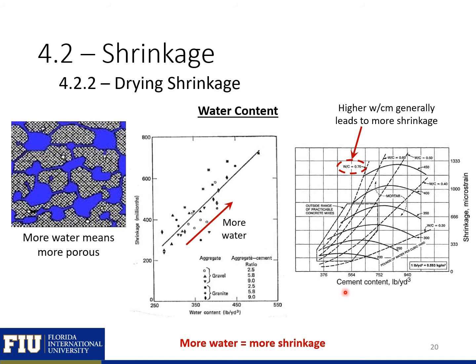Looking again here, we can look at the cement content plotted versus shrinkage strain for several different water to cement ratios. A water to cement ratio of 0.3, so less water, will have less shrinkage than a water to cement ratio of 0.7, which will have more shrinkage here. So more water equals more shrinkage.